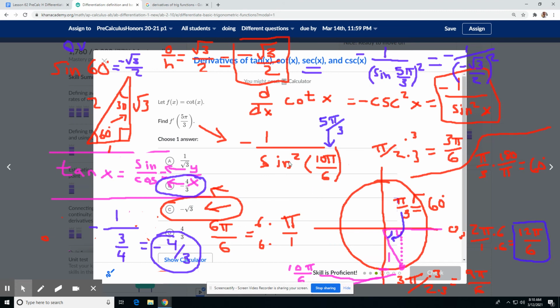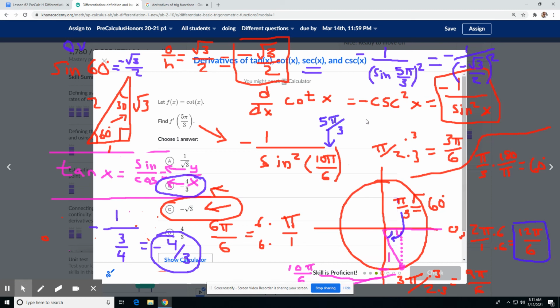Okay, so the first thing I did for this f of x equals cotangent, find the derivative of this function with 5 pi over 3 in it. Okay, first, the derivative of cotangent is negative cosecant squared. When we're applying something and putting a number in it, we do not use the cosecant. We would use the idea it's the reciprocal of sine. So that means it flips it, put sine on the bottom, it's still squared, and there's still a negative sign.